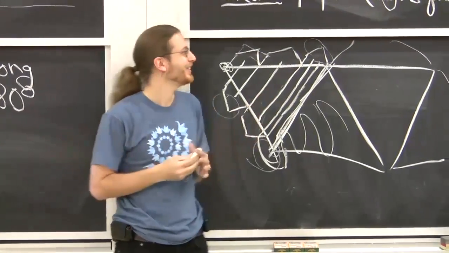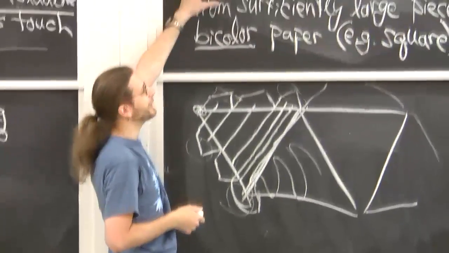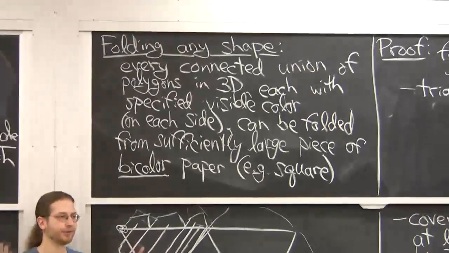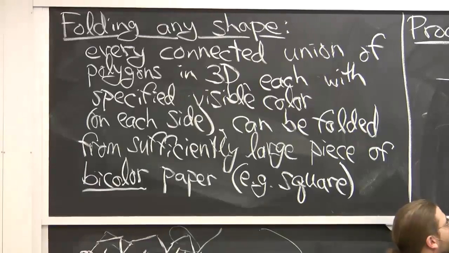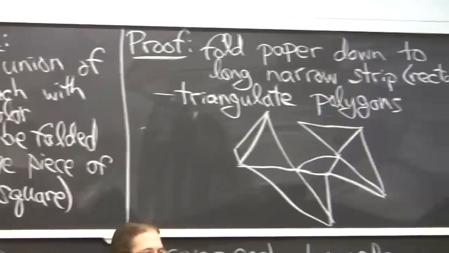Amazing. We haven't quite proved the theorem. At this point, we can make any connected union of polygons. Because this is one polygon, but if you're in 3D, when you cross over from one polygon to the next, you might have to bend it at some angle that's not flat. But then you can make any 3D thing too.